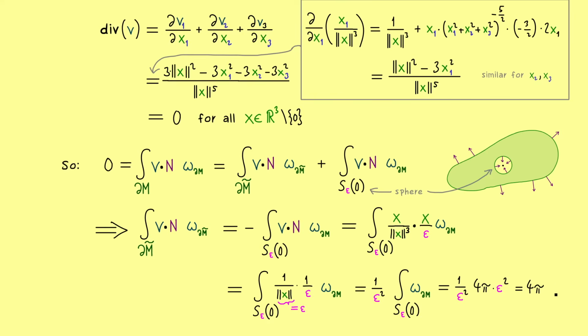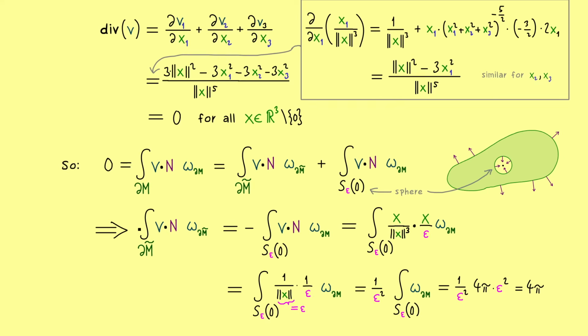So you see, the result is independent of how small or large we choose our ball around the singularity. Indeed, the only requirement we had was that the singularity does not lie on the boundary of M tilde, but inside M tilde. And then the result tells us no matter how the boundary of M tilde looks like, we always get out 4 pi for this integral.